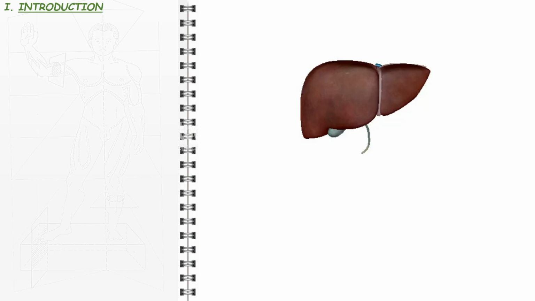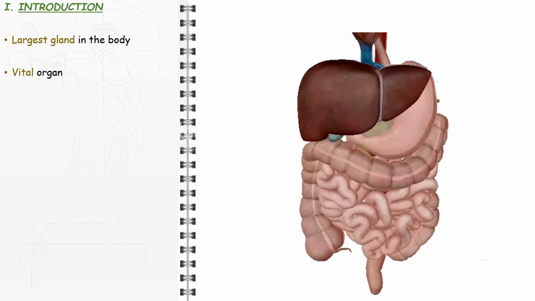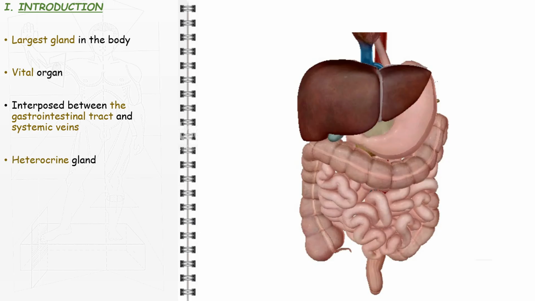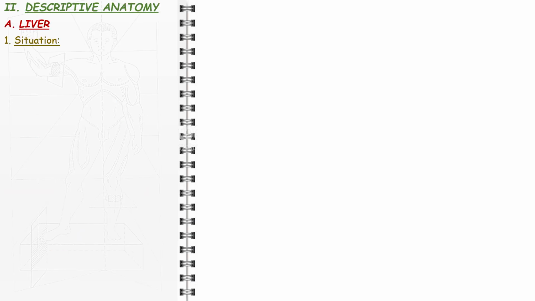The liver is the largest gland in the body. It constitutes a vital organ. The liver is interposed between the gastrointestinal tract and the systemic veins and has a heterocrine function. Thus, it is the first destination of absorbed nutrients and has a major role in human metabolism. The liver is the crossroads of the umbilical and systemic circulations in the fetus and of the portal and systemic circulations in the adult.